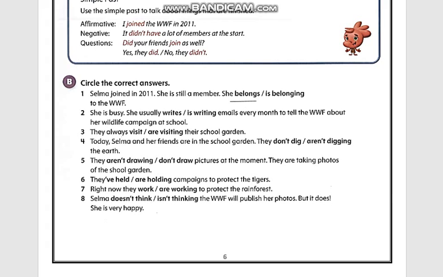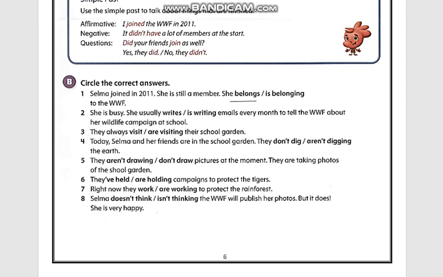Number 7. Right now, they work or are working to protect the rainforests. Now, they are working to protect the rainforests. Number 8. Salma doesn't think or isn't thinking the WWF will publish her photos, but it does. She is very happy. So Salma doesn't think the WWF will publish her photos.